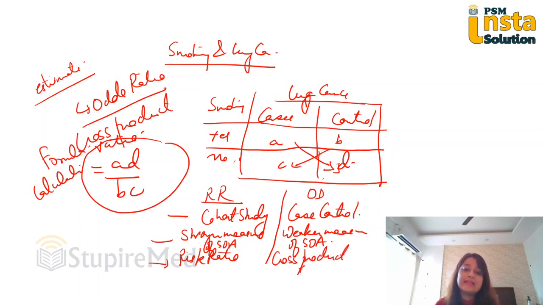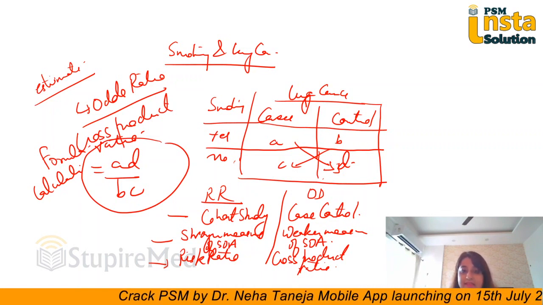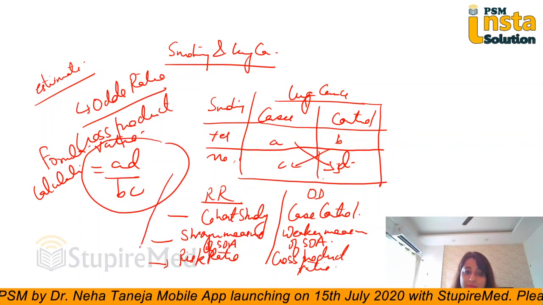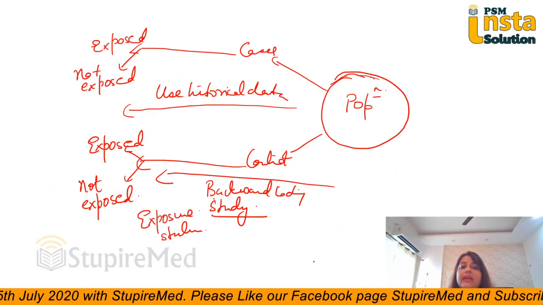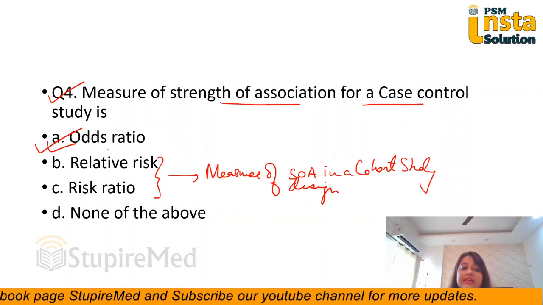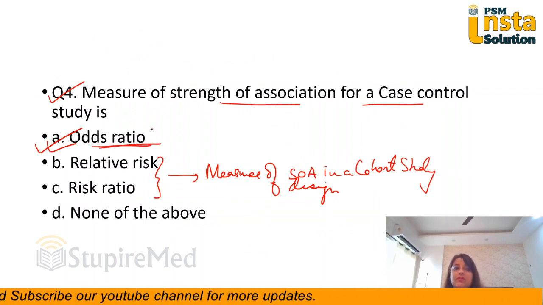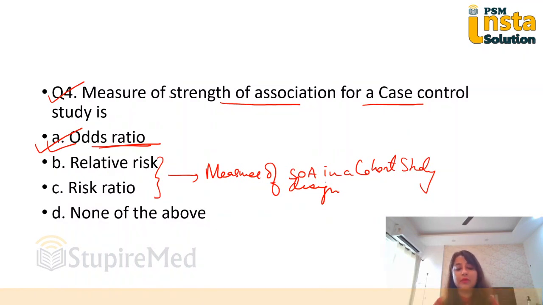Now, why is relative risk a stronger measure of strength of association? Because it tells us about the incidence of a disease. So please try to remember these two differences also. It is very important. So if you come back to this, the measure of strength of association for a case control study is odds ratio. So this was Insta question number 4 from epidemiology. I hope you have understood this.